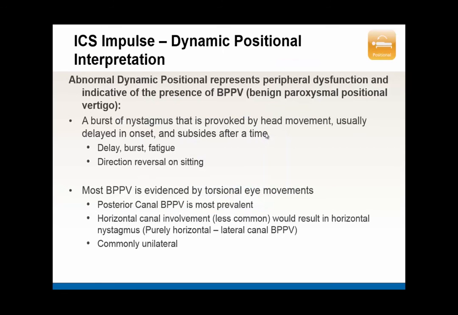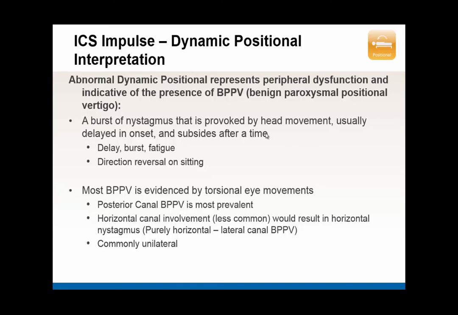So let's talk about interpretation. Abnormal dynamic positional represents peripheral dysfunction and is indicative of the presence of benign paroxysmal positional vertigo. It's a burst of nystagmus that is provoked by head movement, usually delayed in onset and subsides after a time. So delay, burst, fatigue. And that's why oftentimes you repeat the test to see if that BPPV eye movement fatigued, because it will be weaker the second time you do it. And then direction reversal on sitting up. So when you bring the person back up, oftentimes their nystagmus will reverse in direction.